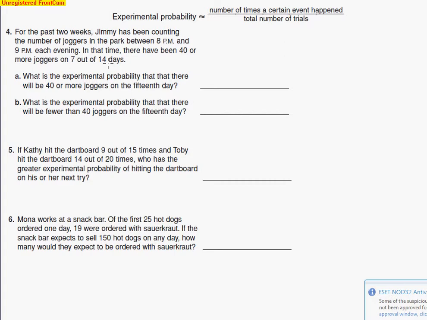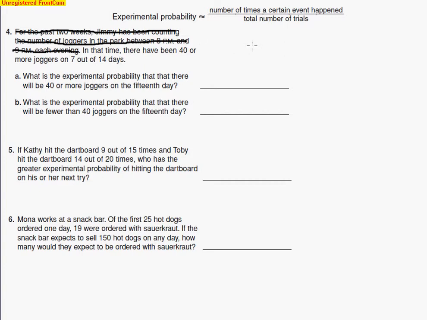There's a lot of numbers in this question, a lot of extra information. Let's go ahead and get rid of some of this. First of all, for the past 2 weeks, he's been doing that. We know that because he did 14 days. So let's get rid of all of this stuff right here. It doesn't matter who it was, Jimmy counting the number of joggers in the park. It doesn't matter that he was counting them between 8 and 9, or that it was in the evening. This is what's important: in that time, there were 40 or more joggers on 7 out of 14 days.